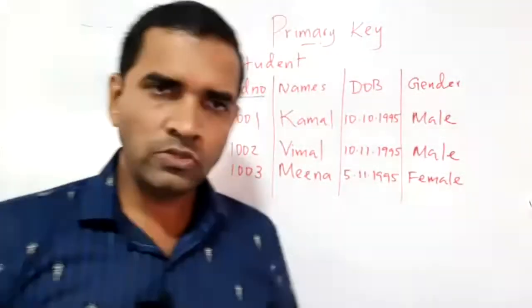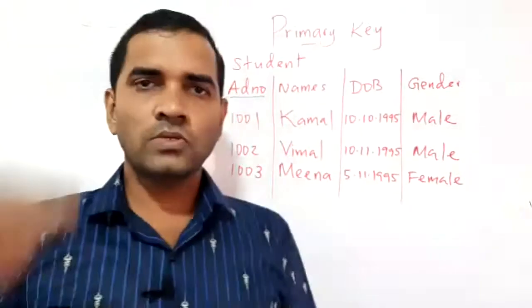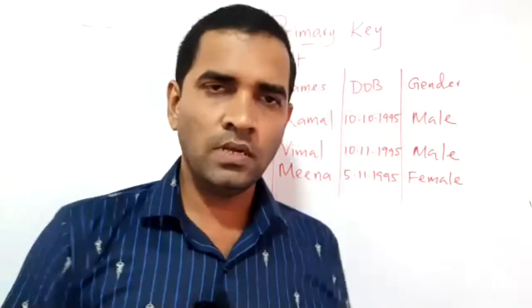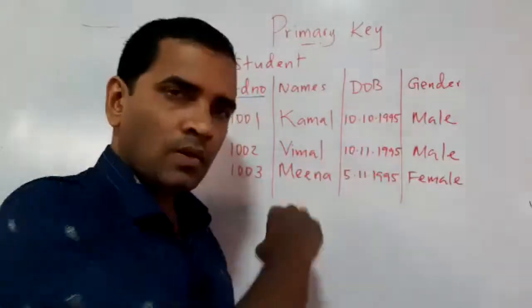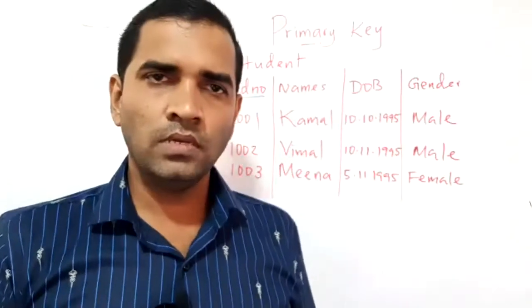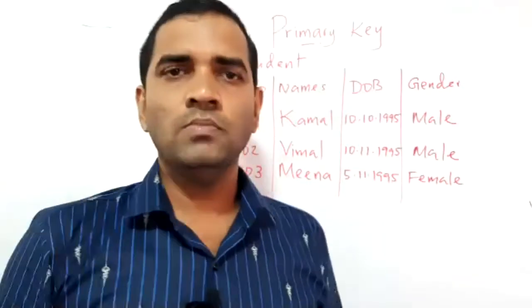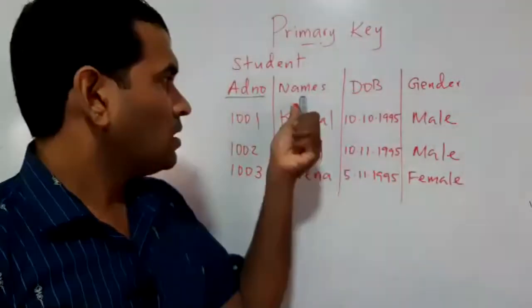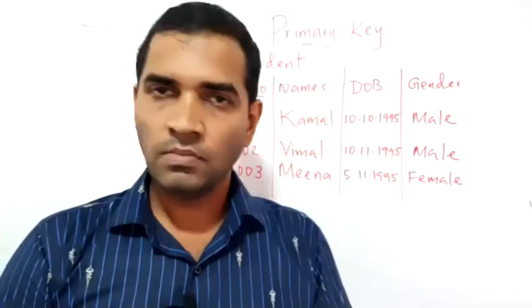If I use 1002, again, there should be one student. 1003, because these admission numbers are never repeated. So it's simple. Primary key is for identifying every record in a table. Don't forget, right? So to identify every record in a table, you must use a primary key. So here, names or date of birth or gender cannot be primary keys. Admission number can be, right?